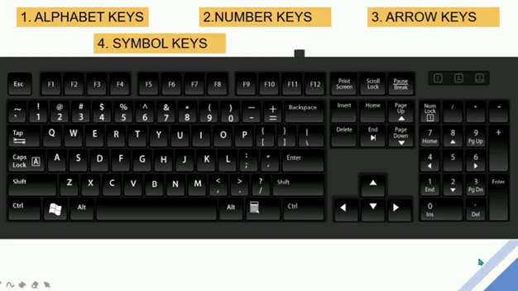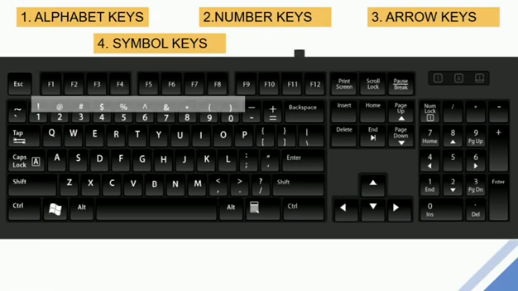Next we have symbol keys. These symbol keys are present right here above the numbers. As you can see here, you have numbers 1, 2, 3, 4. Above these numbers you have all the symbols. These symbols will help you in giving characters to whatever you are typing. These keys are what we call symbol keys.